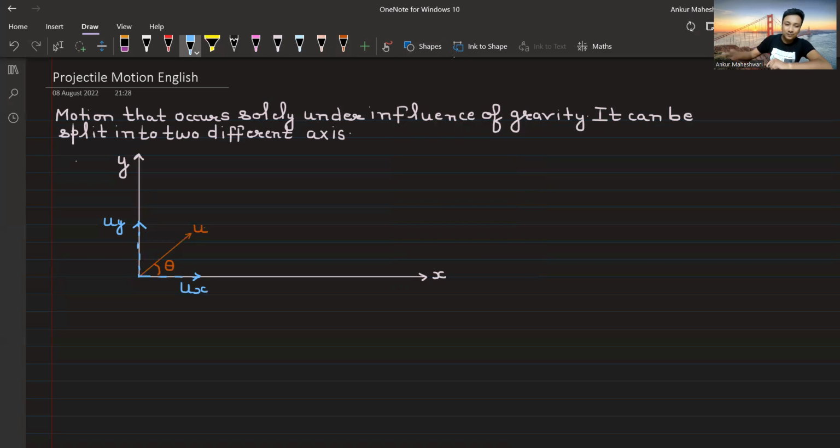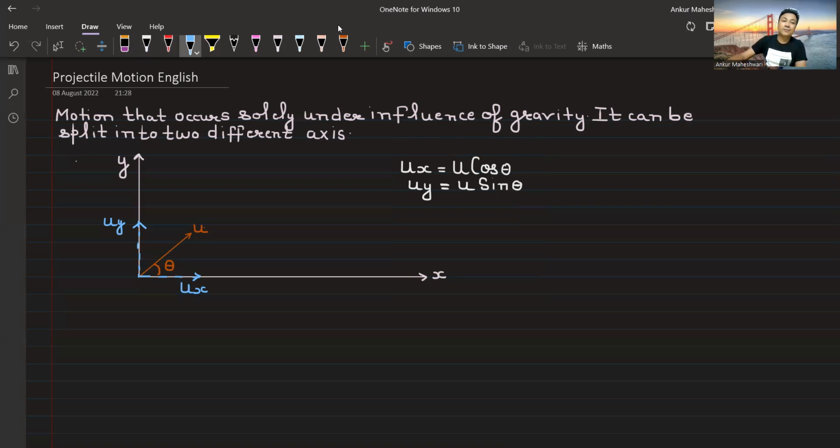All right. So we can write the respective values of ux and uy. So ux will be u cos theta and uy will be u sin theta. Okay, ux will be u cos theta and uy will be u sin theta.